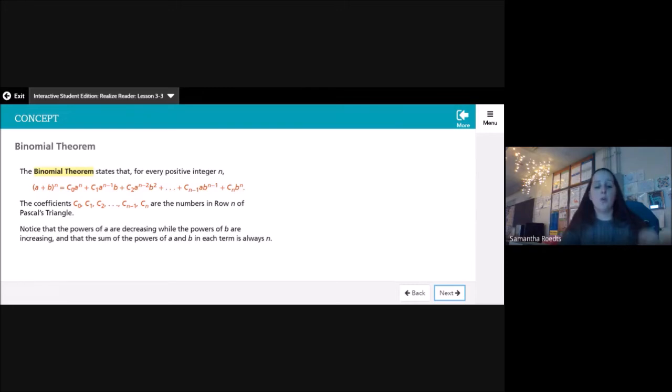So those are the numbers that we just dealt with, like 1, 5, 10, 10, 5, 1, and 1, 6, 15, 20, 15, 6, 1, those numbers. Notice that the powers of a are decreasing while the powers of b are increasing, and that the sum of the powers of a and b in each term is always n.